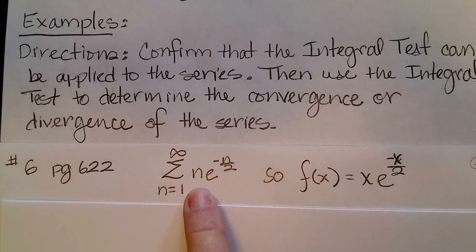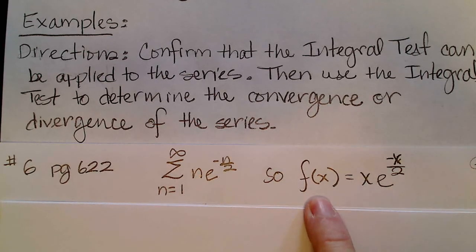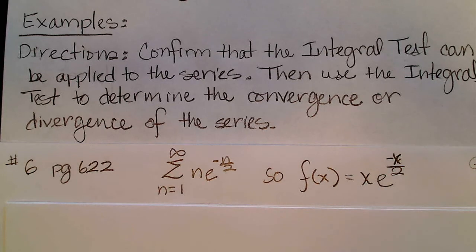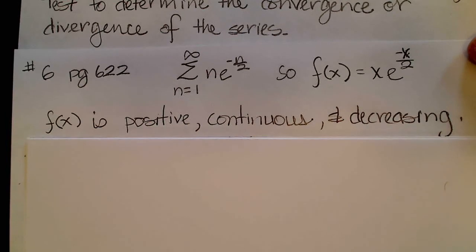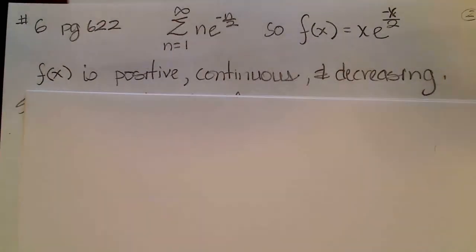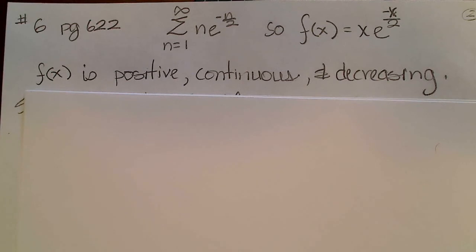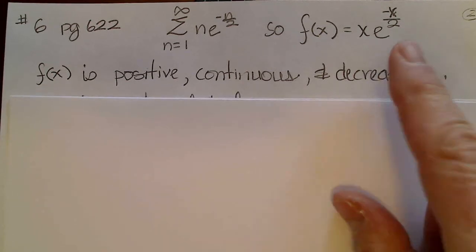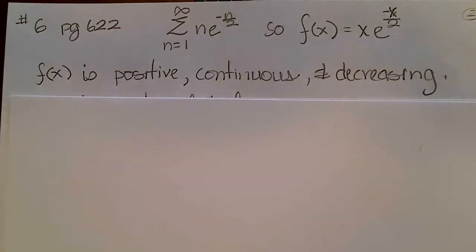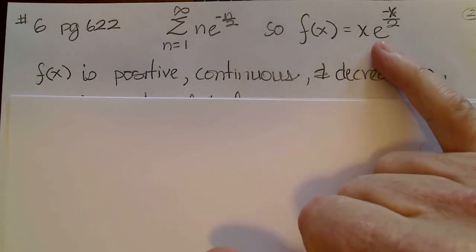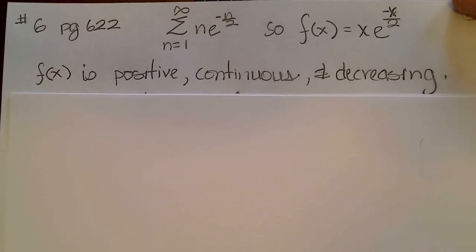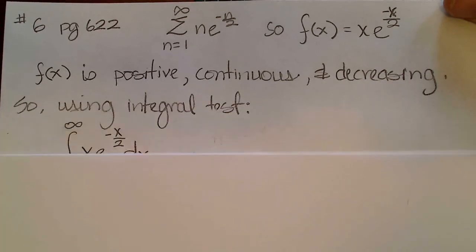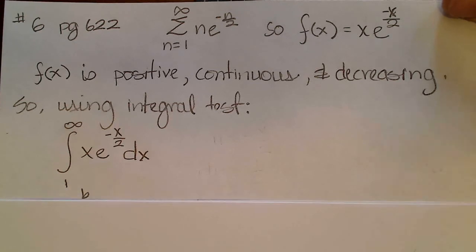So for this series, we would see that f of x, my function, would be x times e to the negative x over 2. So we see that f is positive and continuous because x goes from 1 to infinity. And it's decreasing because this e to the x over 2 actually goes in the denominator, and it grows much faster than the x that would be in the numerator. And we'll show later a better way to demonstrate that. So if I'm using the integral test, this is the integral that I will be taking.